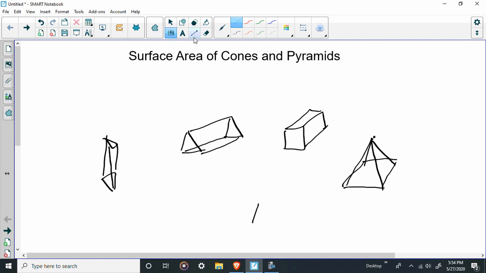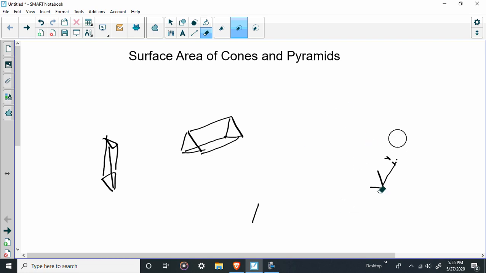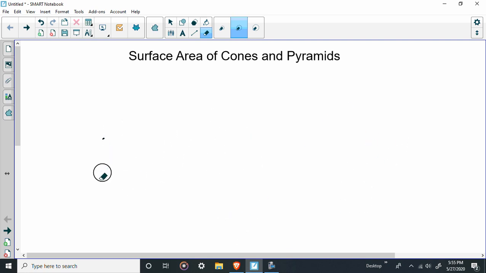So pyramids won't be too bad. Cones, on the other hand, are going to be a little bit different, and we'll kind of cross that bridge when we come to it. Okay, so let's get right into it. Pyramids. Pyramids are pretty much the same. Cones are going to kind of be our a little bit difficult spot.